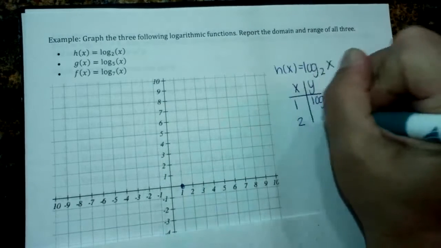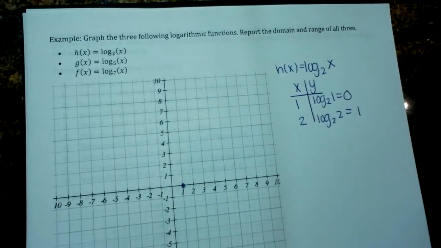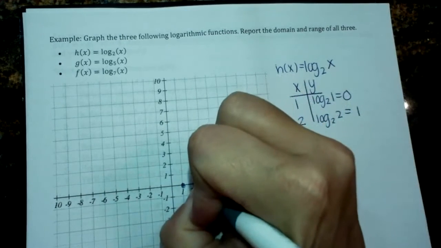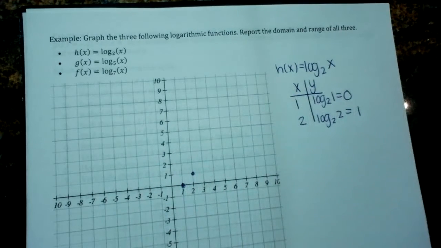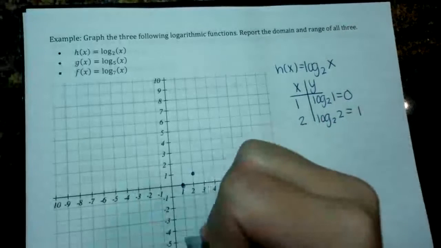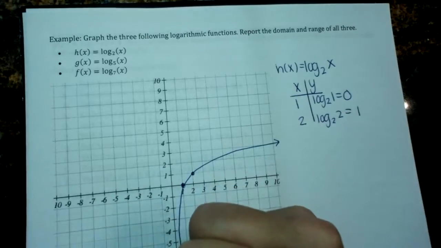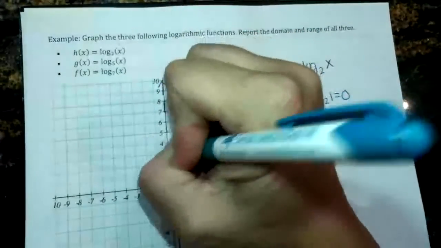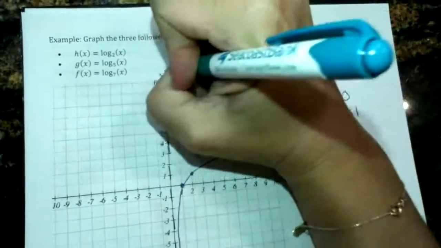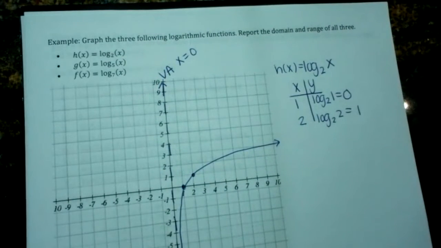Our next point could be 2. So log base 2 of 2 will give us 1. That kind of makes it easier for us. So then over 2, up 1. Boom, here's our graph. We know it's going to have this same general shape. So connecting the dots. Great, we know we're going to have a vertical asymptote at x equals 0. All right, so that is h of x in blue.